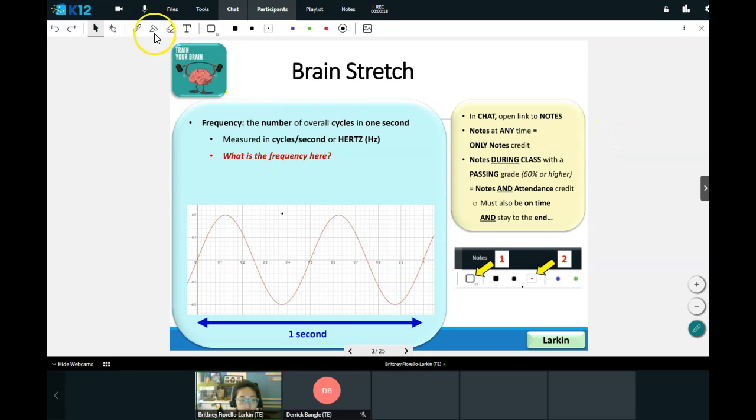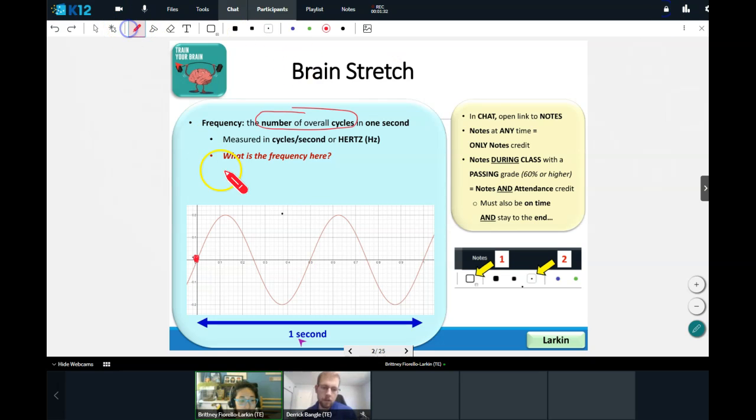Beautiful. All right, let's go ahead and start taking a look at our warm-up question here. So we want to know what is the frequency of this wave right here. That means that we need to find the number of cycles in 1 second. If my first cycle starts right here, point for me on the board, where does that first cycle end? Again, we need to find after a first bump and a second bump. Point on the board for me, where does that cycle end?